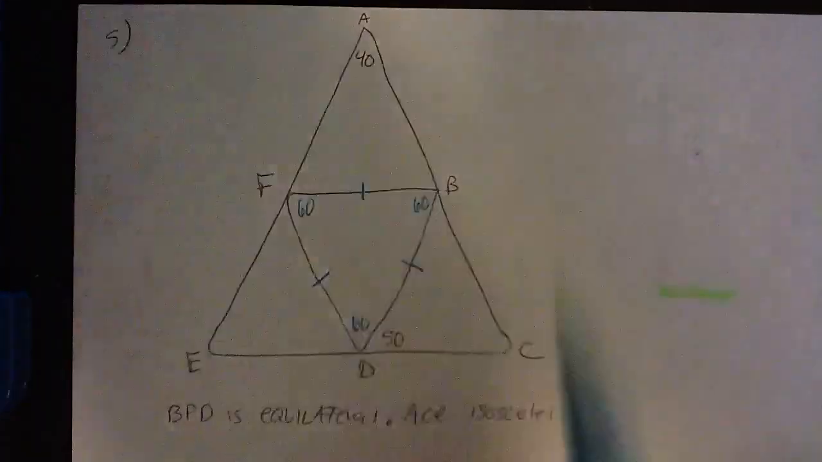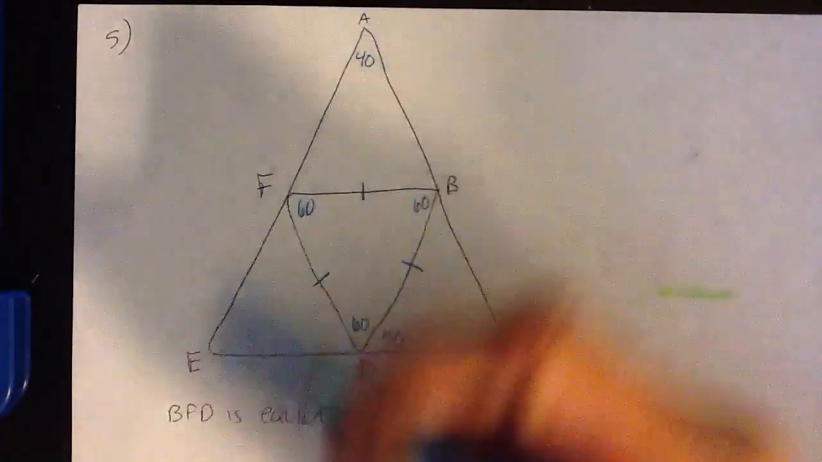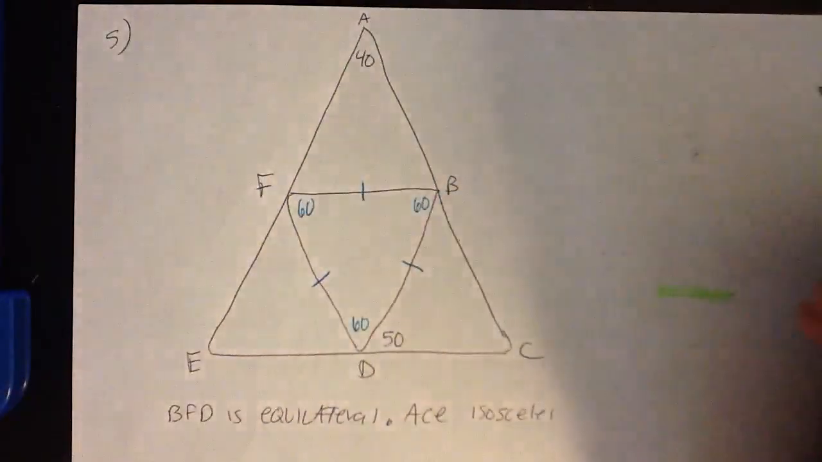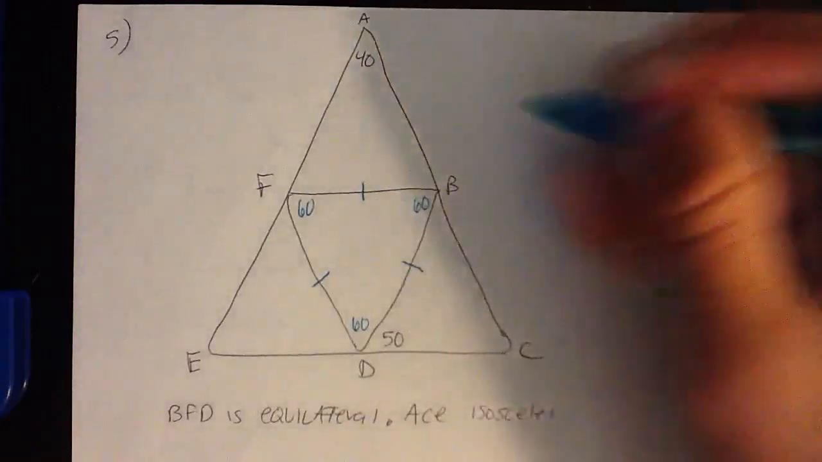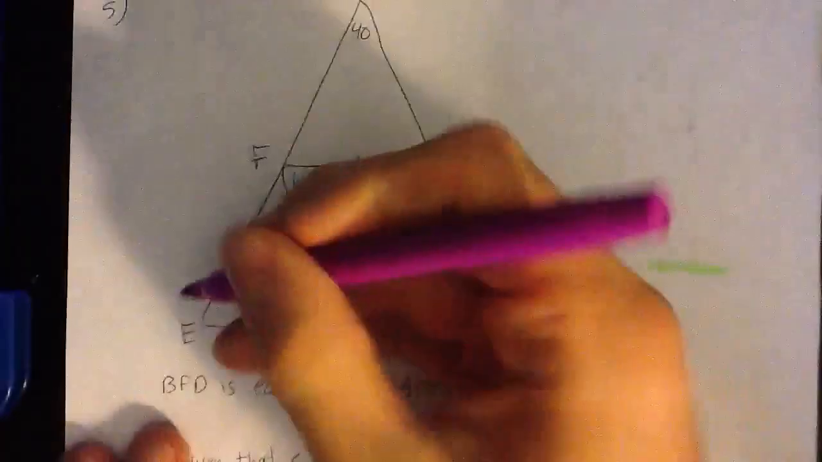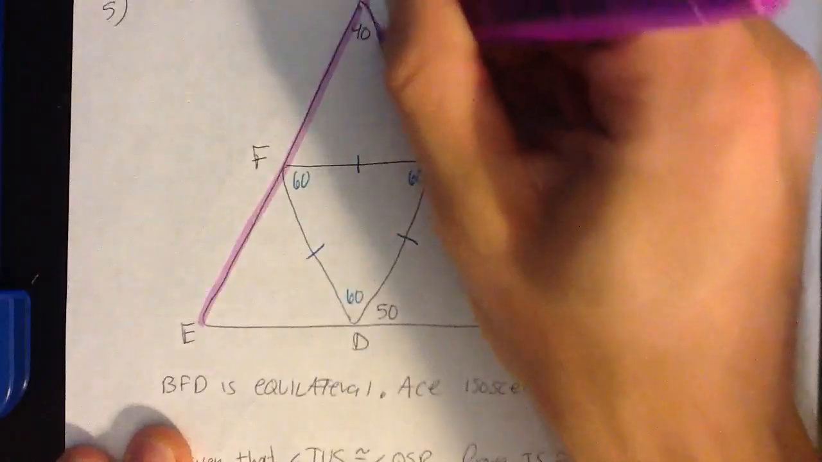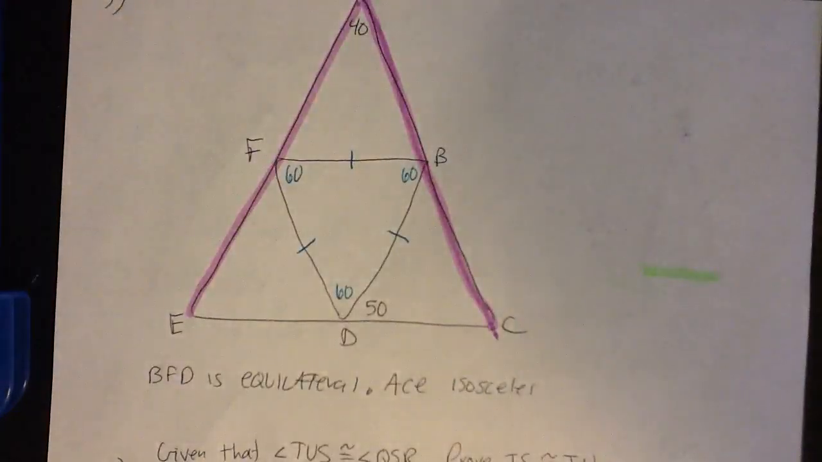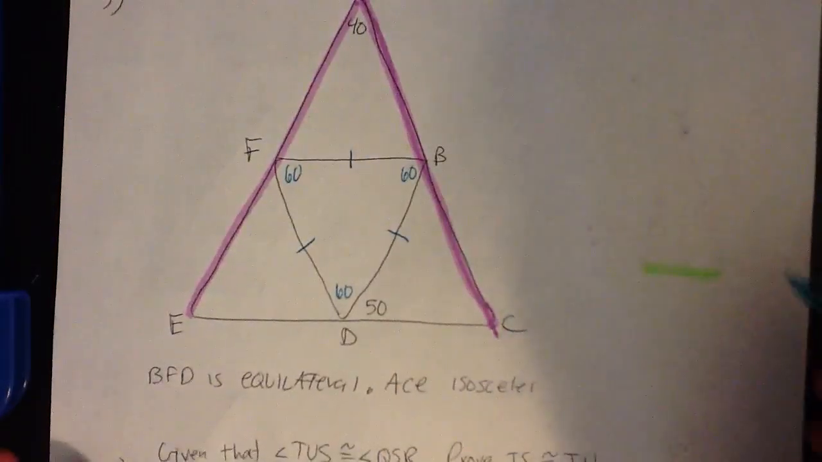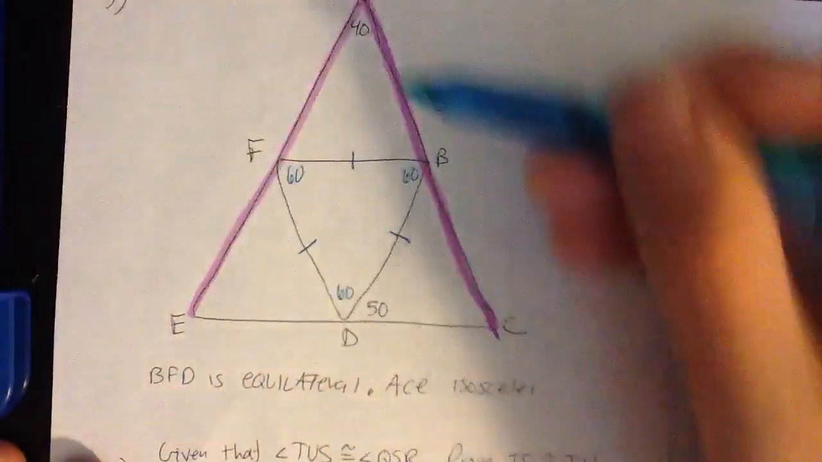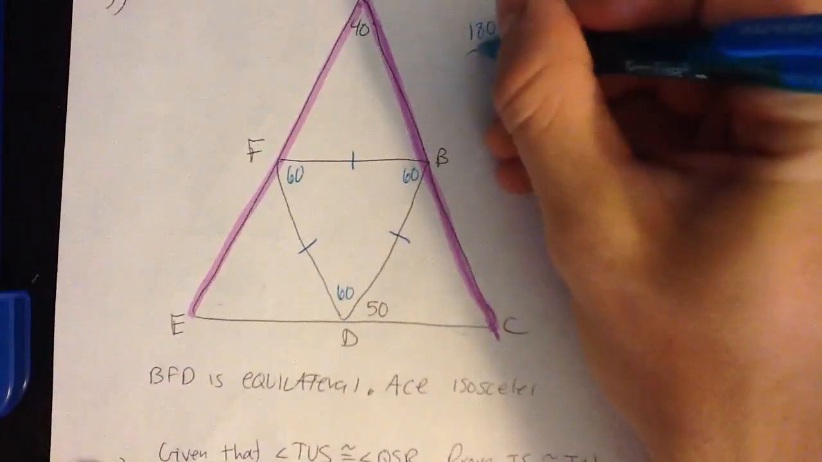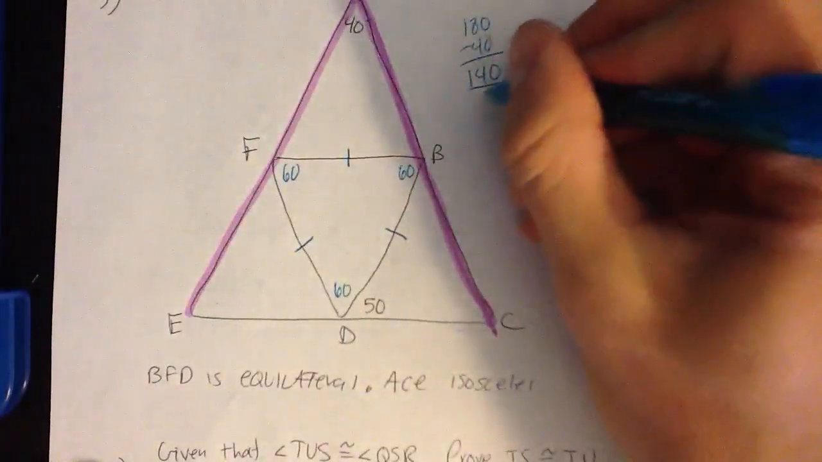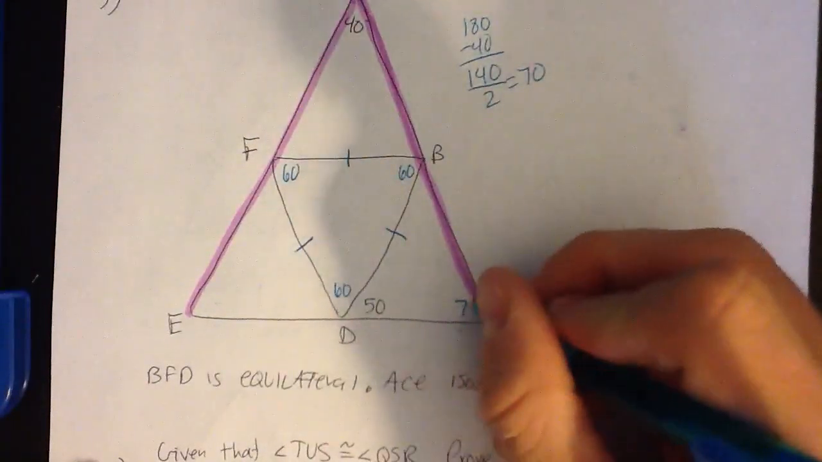Okay, and then ACE, which is this big triangle, is isosceles. Now, it's kind of hard for us to mark that just because these are kind of in the way. But you may get a highlighter or something and do this, whatever you want to do. Say, okay, I know this is isosceles. And if it's isosceles, then these angles got to be the same. Well, they give us 40 here. 180 minus 40 is 140. And so these have to be the same, so I'm going to divide it in half and find out these both have to be 70.